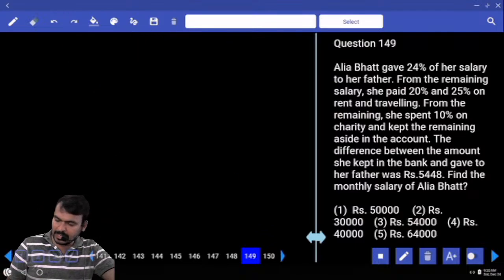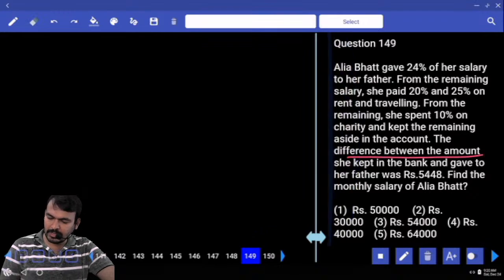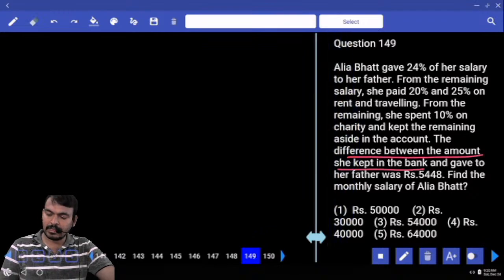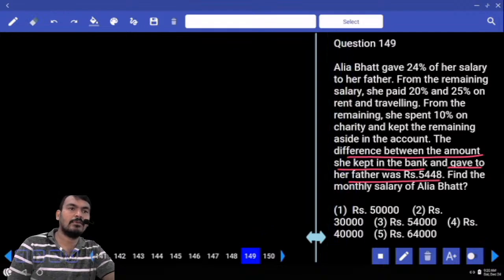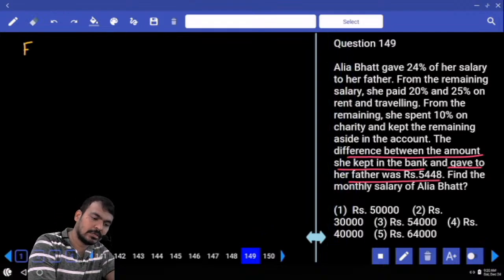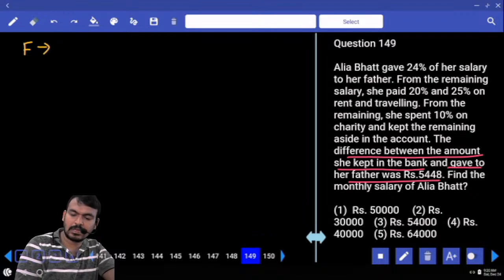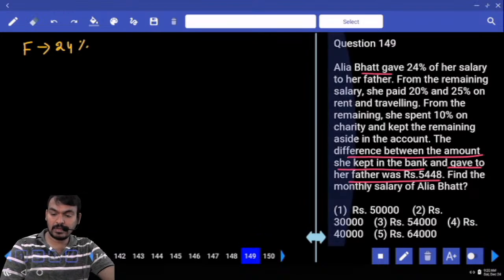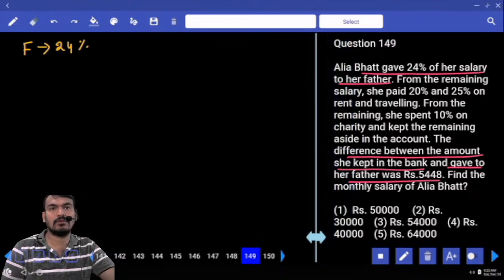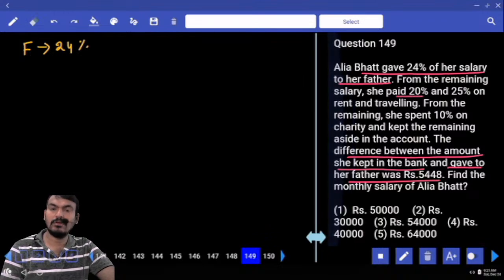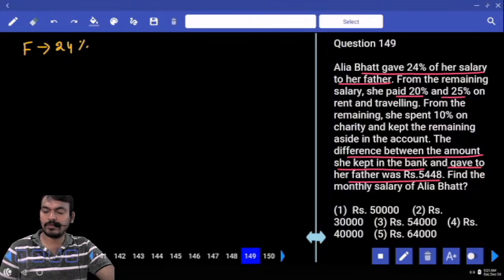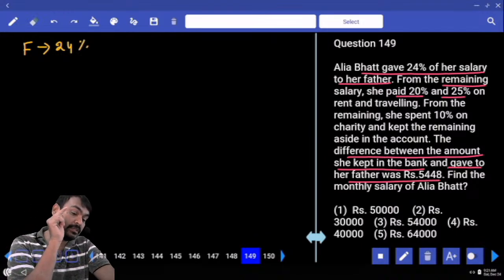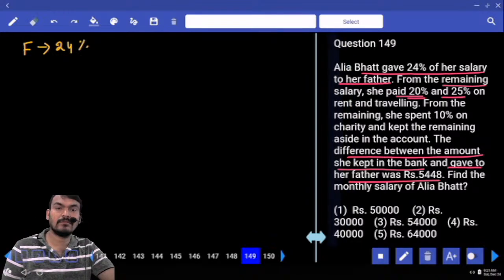Okay. What is given in the last line? The difference between the amount she kept in the bank and gave to her father was 5448. To father, how much percent is given? 24%. Out of 100% of salary, 24% to her father. What is the remaining? 76%. In that 76%, first time 20%, second time 25%. Out of the remaining or total? Remaining. Out of 76%, 20 plus 25, 45.